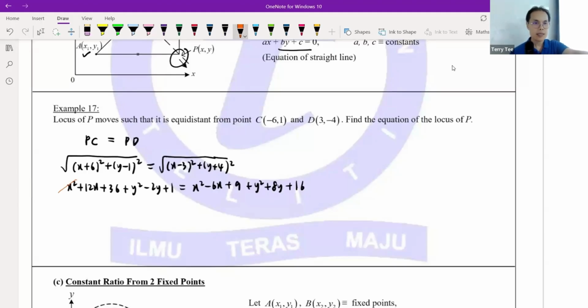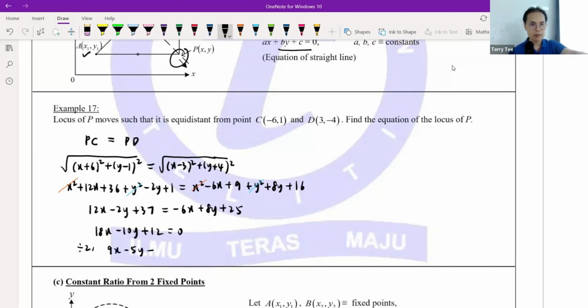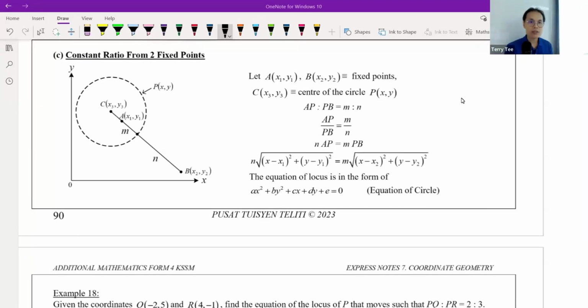Now, can we cancel this x squared and x squared? Can we cancel your y squared and y squared? Let's simplify further. This is 12x minus 2y plus 37, and it equals negative 6x plus 8y plus 25. So bring everything to the left, put all the x together: 18x minus 10y, 37 minus 25 is 12. I think we can divide everything by 2. As I divide by 2, I get 9x minus 5y plus 6 equals 0.